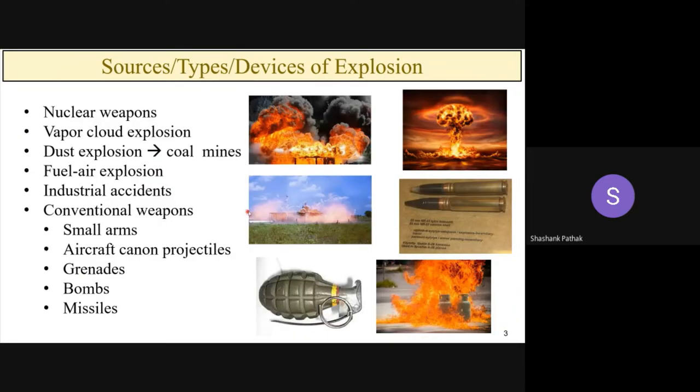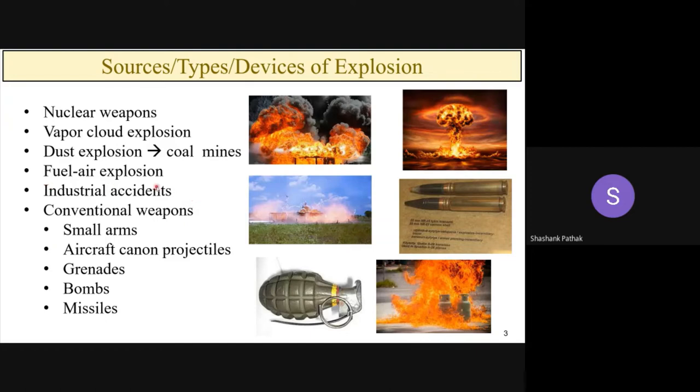So there are different types of sources, types of devices of explosion. For example, nuclear weapons. Then there is a vapor cloud explosion, which happens generally in the industries. Dust explosion that happens generally in the coal mines. You can read about or see their videos on YouTube if you are interested. I'm just explaining what the different sources are. Suppose someone asks you in an interview, you can just tell.